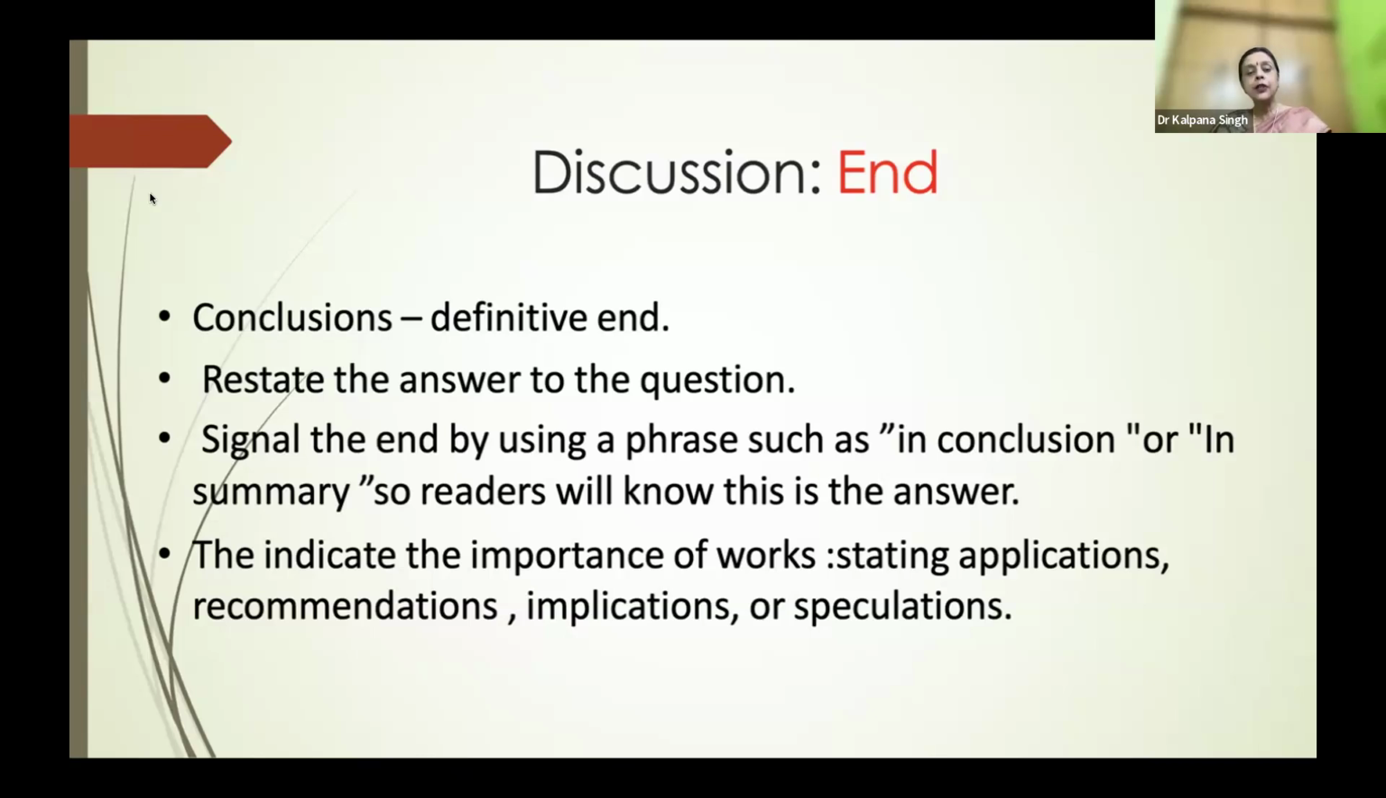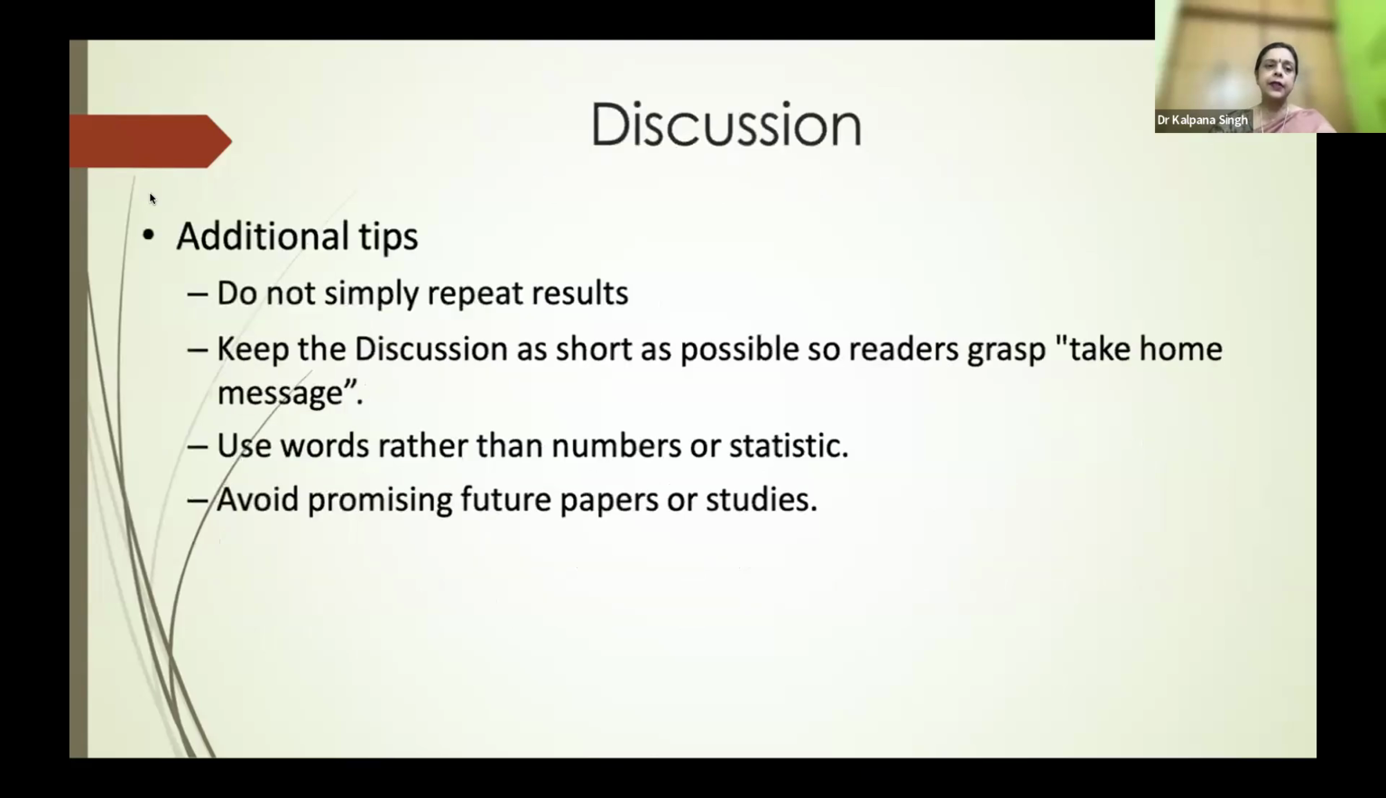Restate the answer to the question, that is, what was the research question, and what answer we have got after the study. Signal the end by using a phrase such as in conclusion or in summary, so the reader will know the answer. And the importance of the work, like stating applications, recommendations, implications, or speculations, can be written.